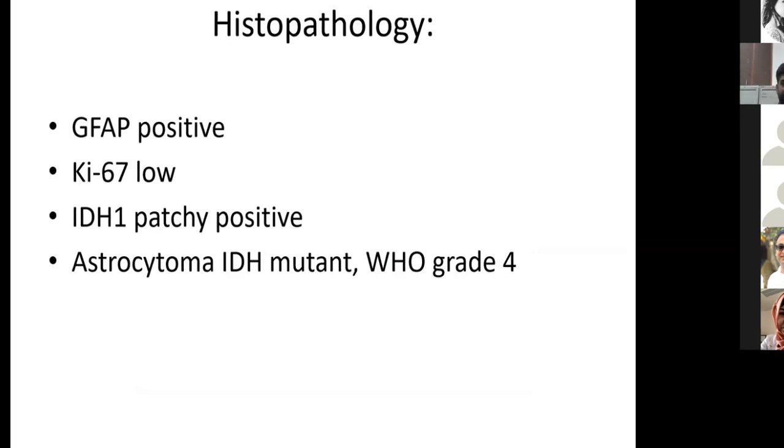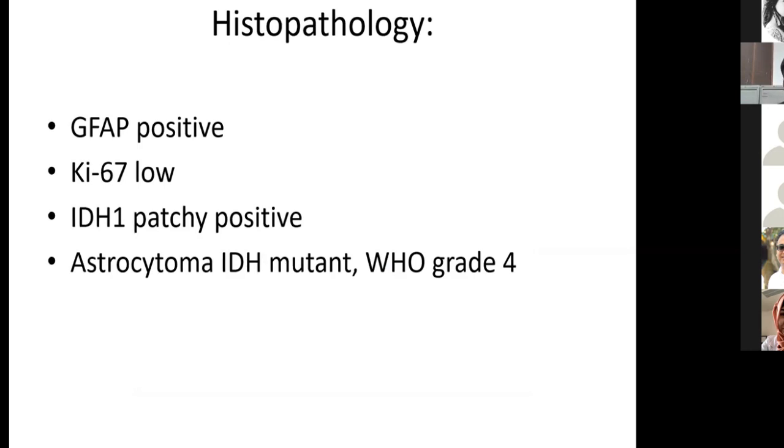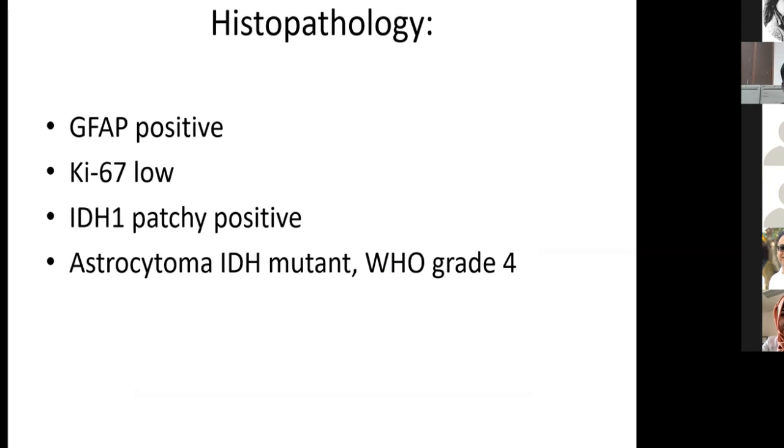So the histopathology came out to be GFAP positive. Ki-67 was low, IDH1 patchy positive, and they gave it as astrocytoma, IDH mutant, WHO grade 4. Now we can ask Dr. Adnan about his input.